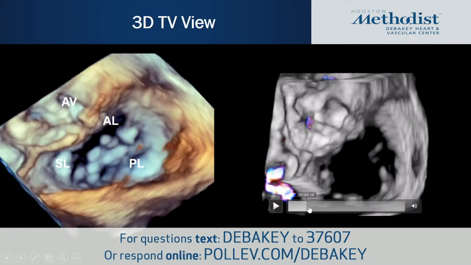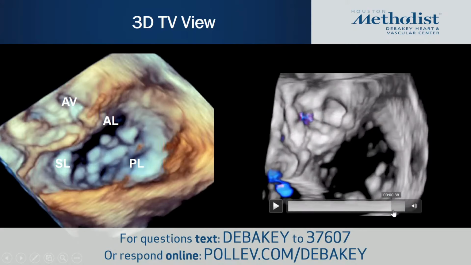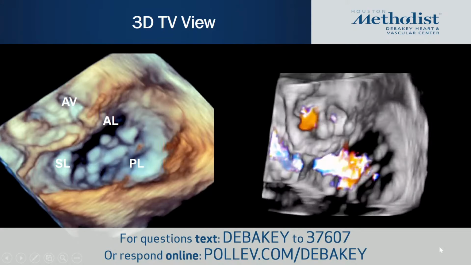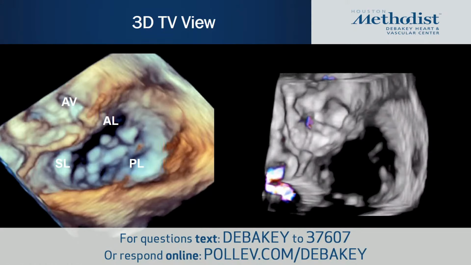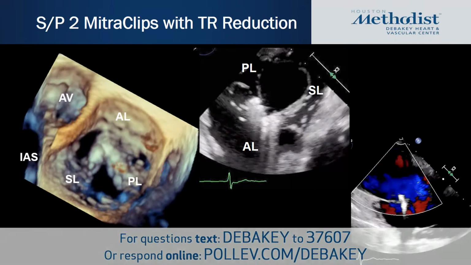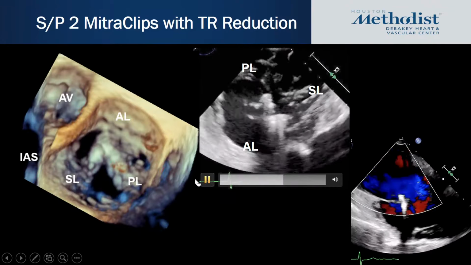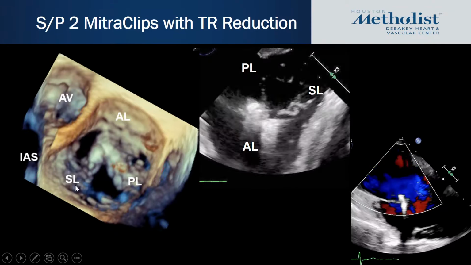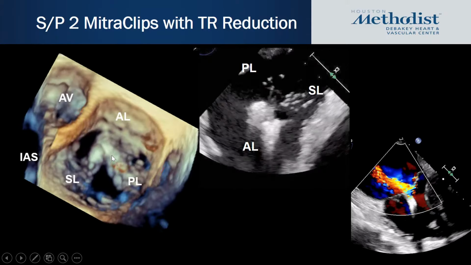And if you apply color, you're able to appreciate the site of the tricuspid regurgitation. This patient underwent edge-to-edge repair with the MitraClip devices. Here you see the first clip between the anterior and septal leaflets and the second one between the anterior and the posterior leaflets, resulting in significant reduction in TR severity.